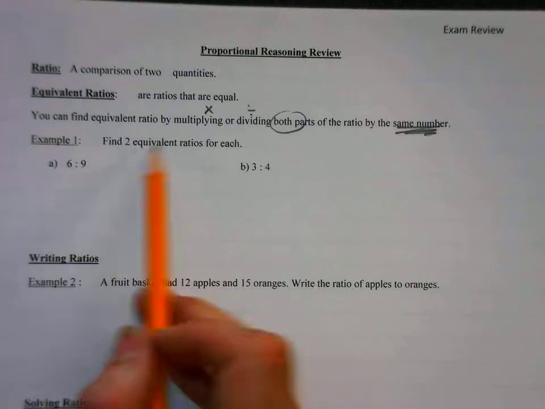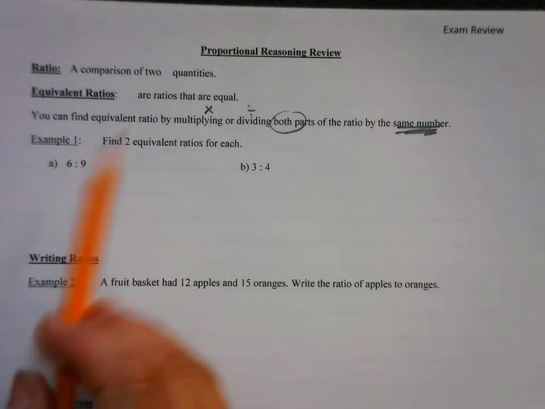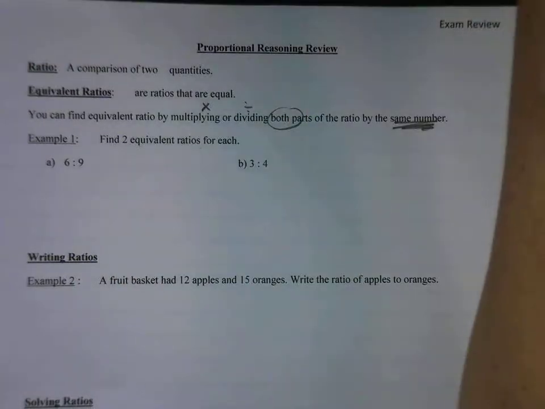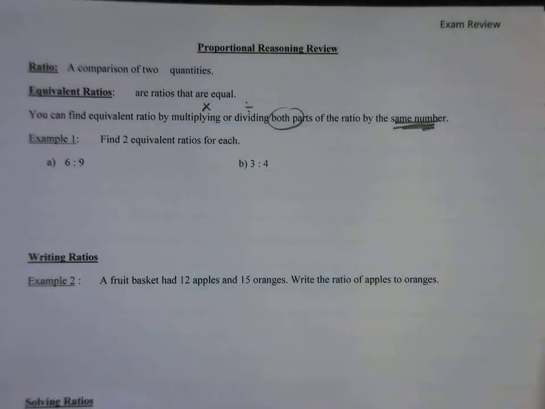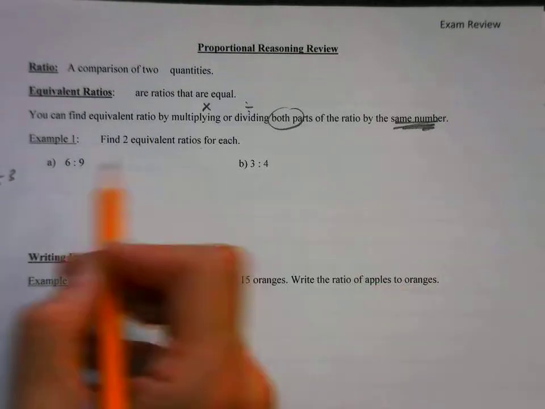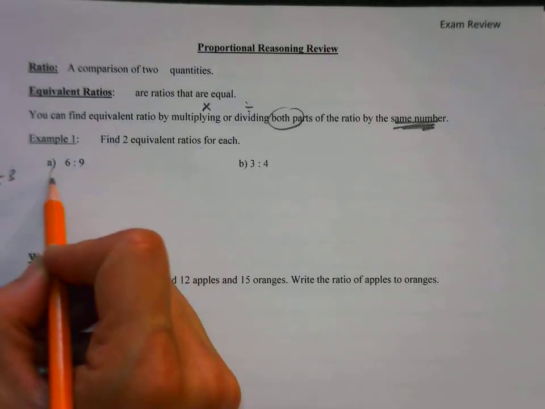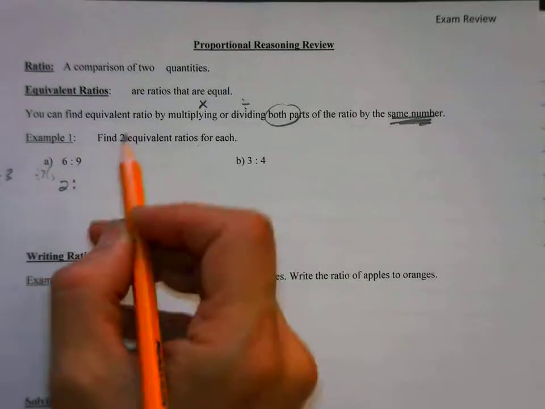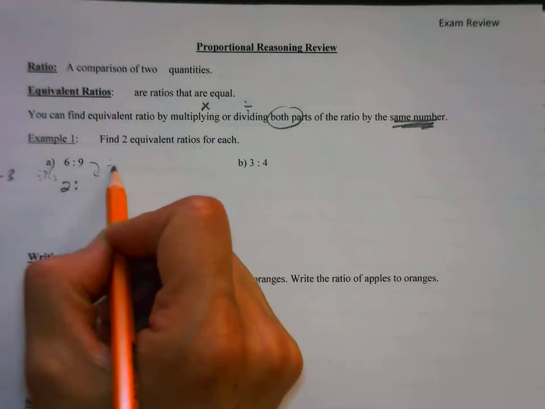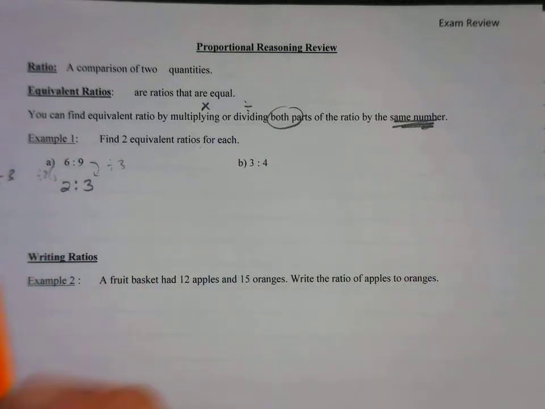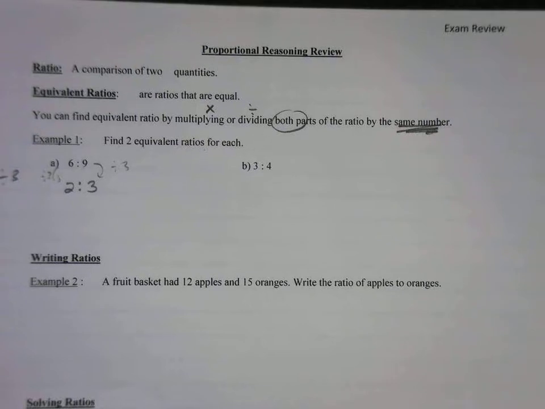So if I want to find two equivalent ratios for each, in this case, if I look at 6 and 9, those actually are both multiples of 3. So if I wanted, I could divide both sides by 3. So 6 divided by 3 is 2, and 9 divided by 3 is 3. So 2 to 3 is an equivalent ratio.